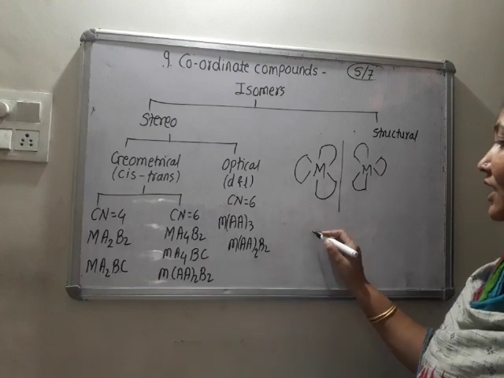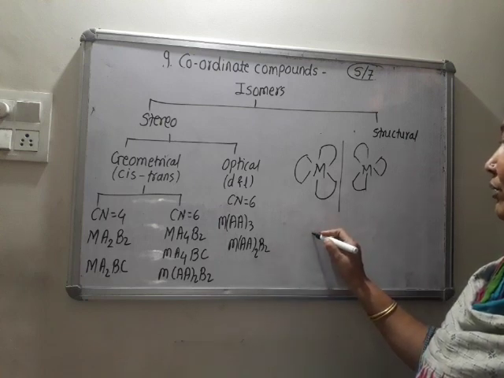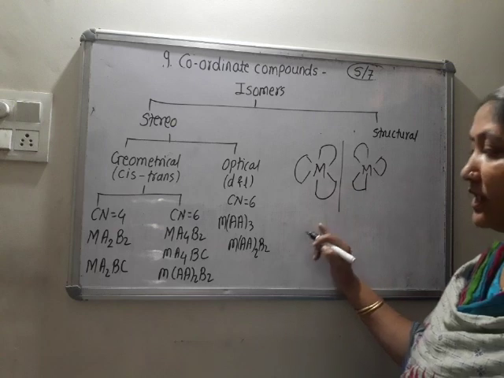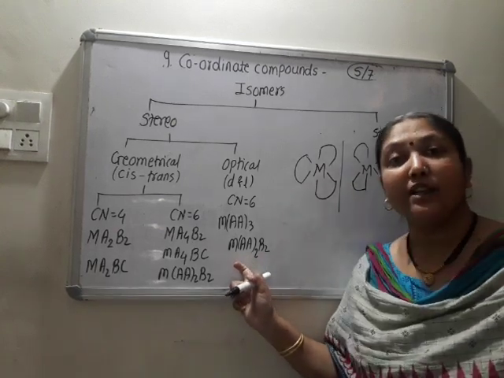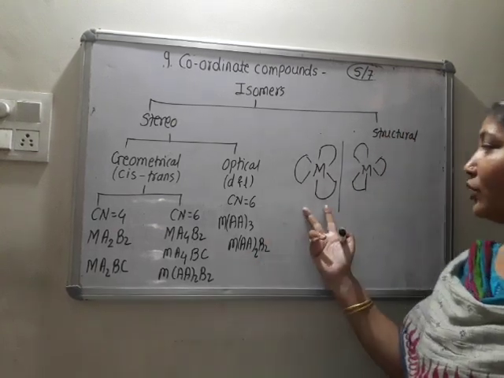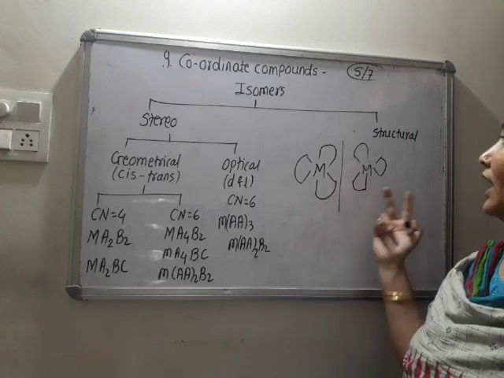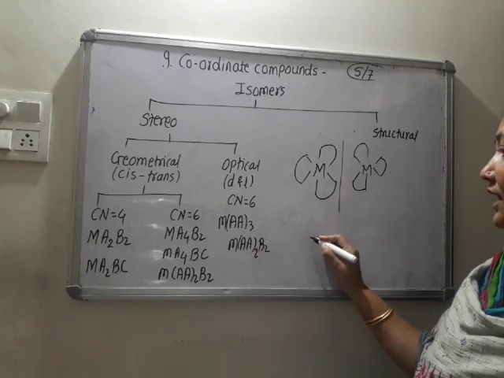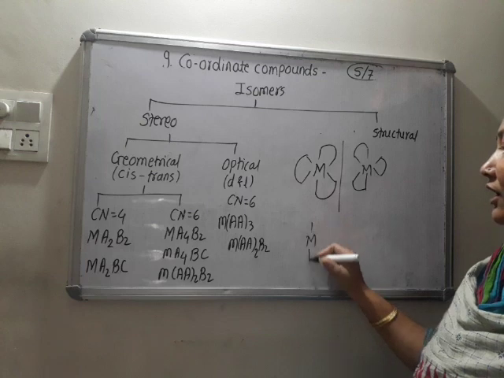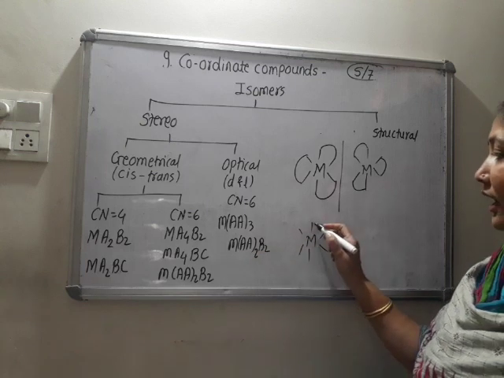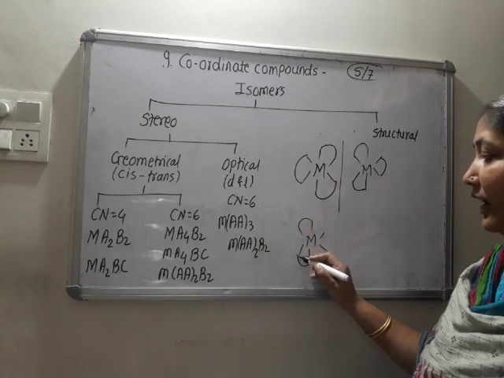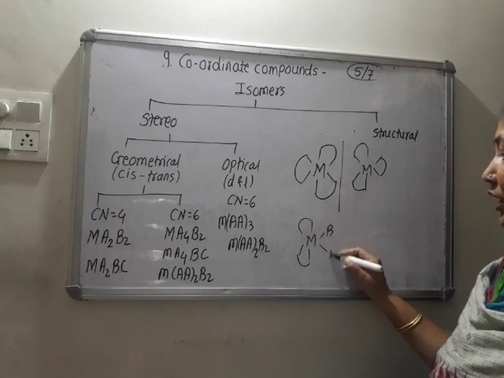And if we say it's trans form, no trans is possible in this case. Here it is possible, but that is not active. So D and L. One is called D, the other is called L. See what happens in this case. Central metal attached to 2 AA. So this is one AA, another AA, and 2B. So here B and B.